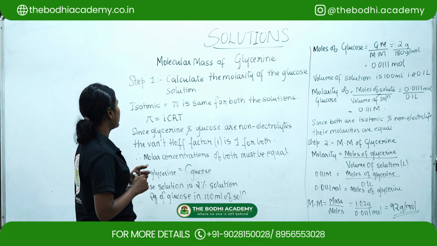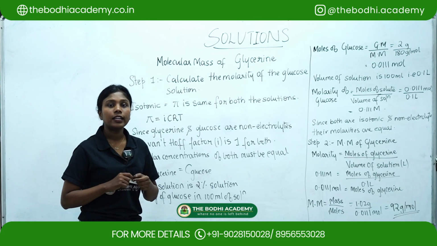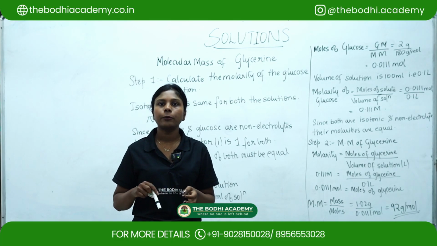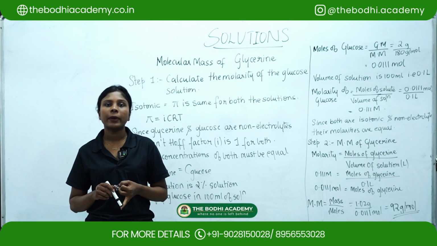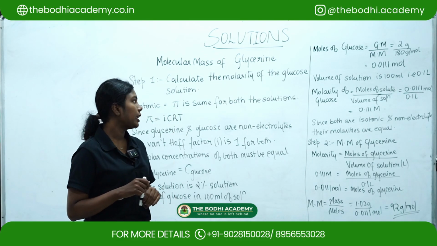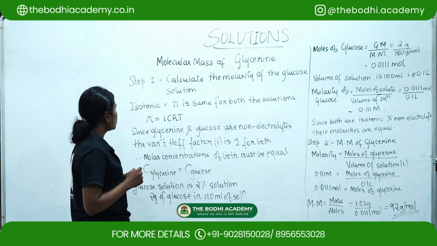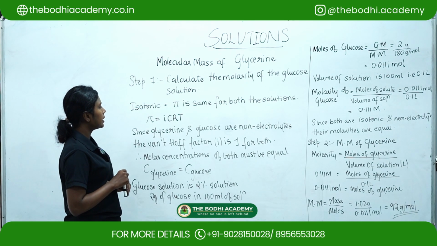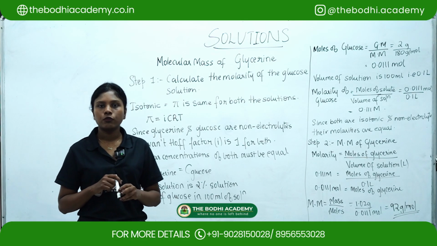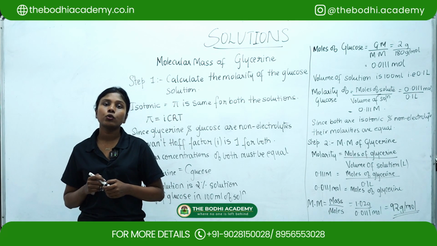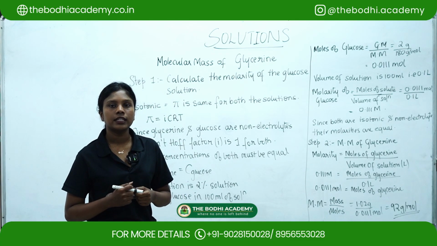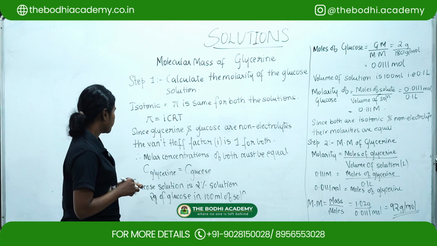Now when we hear isotonic, we should know that the osmotic pressure, that is pi, is the same for both of the solutions, may it be my glycerin solution or my glucose solution. Both are going to have equal osmotic pressure. So pi equals iCRT. Since glycerin and glucose are non-electrolytes, the Van 't Hoff factor i is 1 for both of them. Non-electrolytes means they are not going to dissociate into ions, so we consider the i value to be 1 over here.